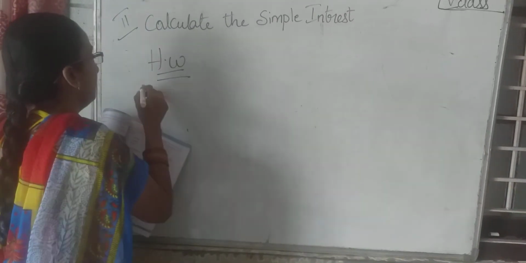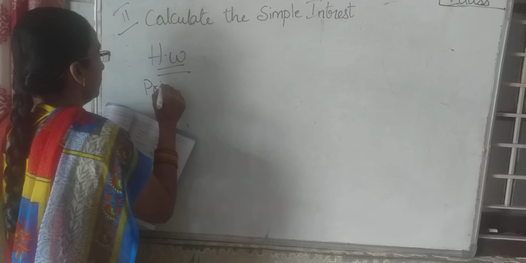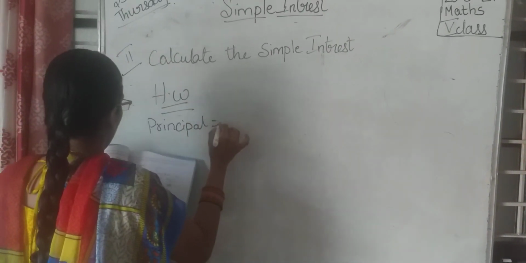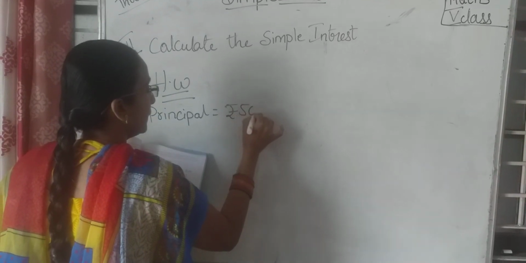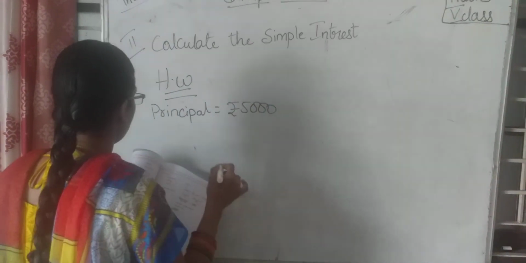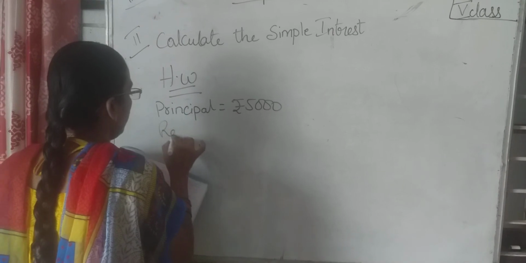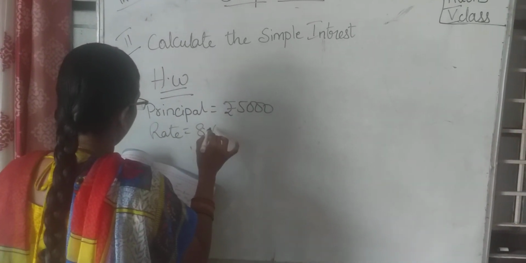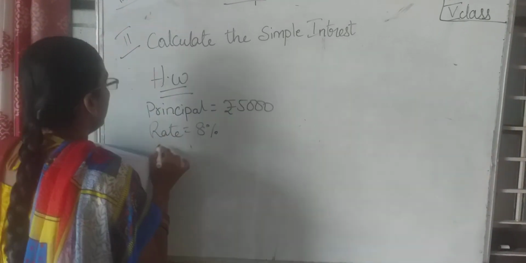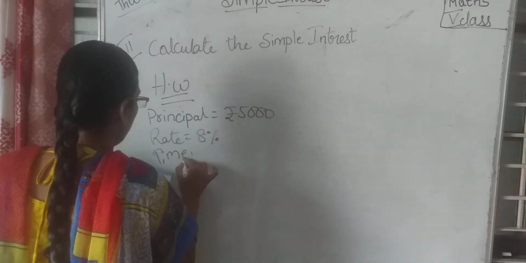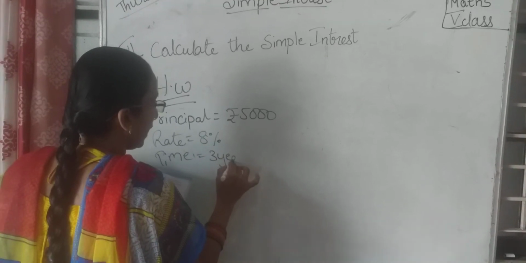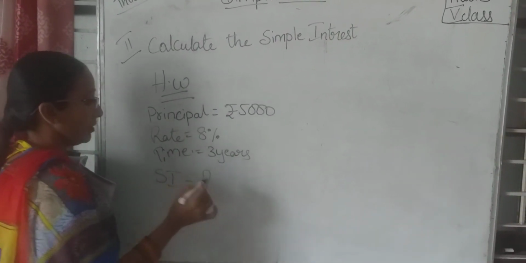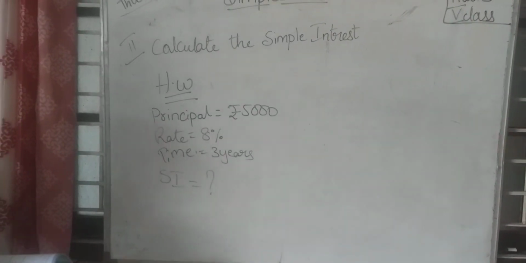Yes, principal is equal to rupees 5,000. Rate is equal to 8%. Time is equal to 3 years. Find out simple interest. Simple interest is equal to how much? Yes? Do this sum for homework.